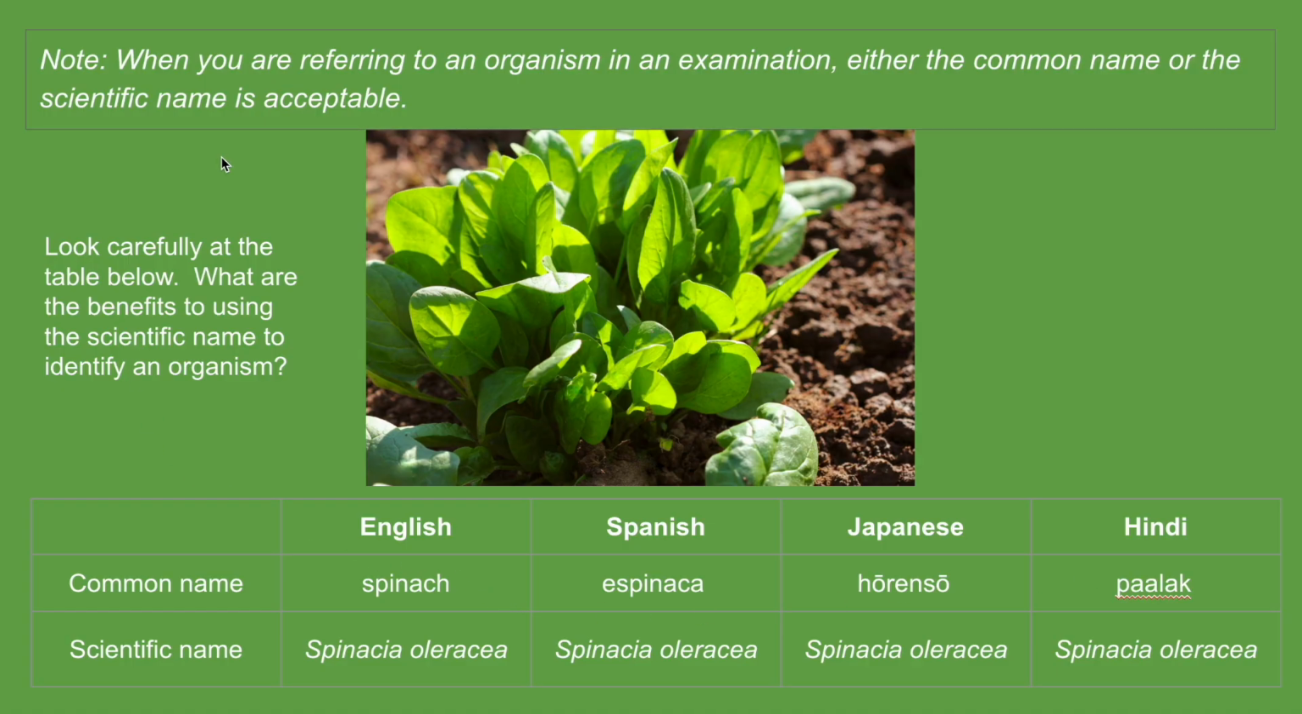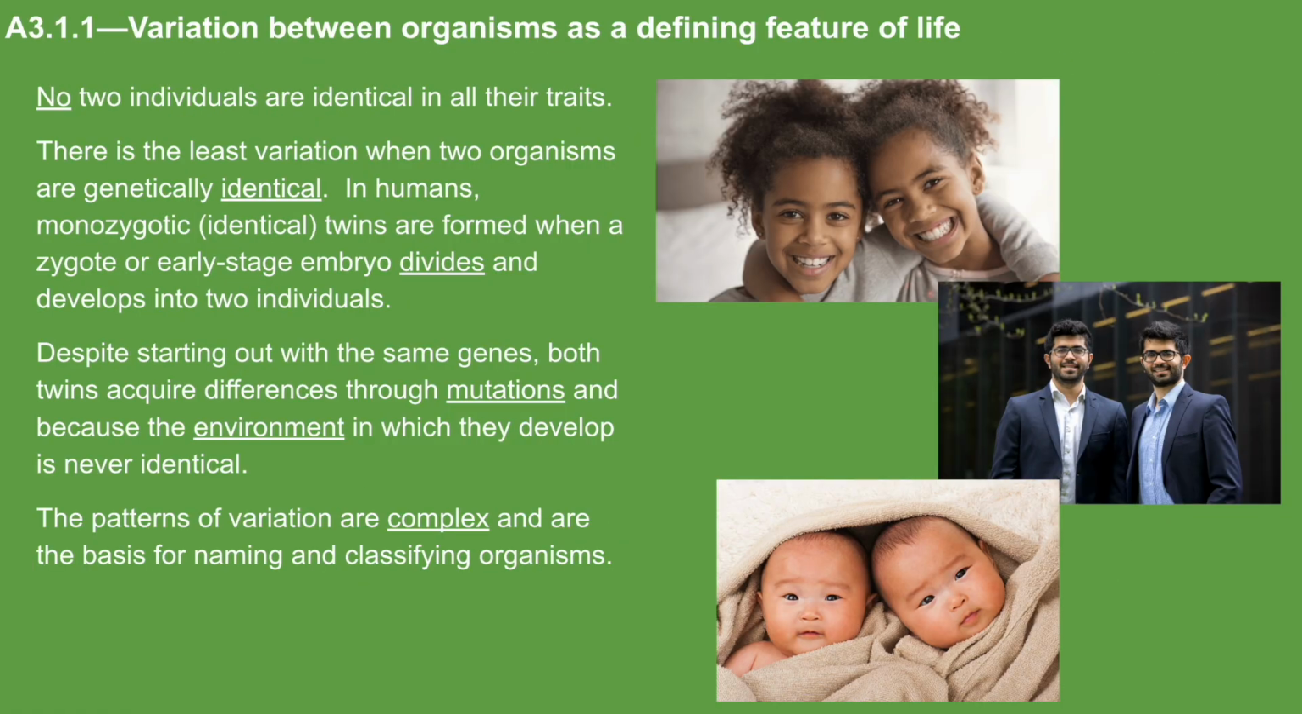Note, when you are referring to an organism in an examination, you can use either the common name or the scientific name. IB says either one is acceptable. All right, getting started. Variation between organisms as a defining feature of life. Now, no two individuals are identical in all their traits.